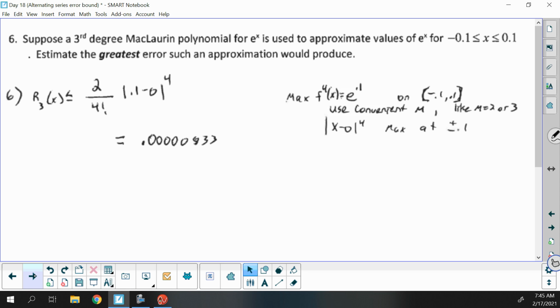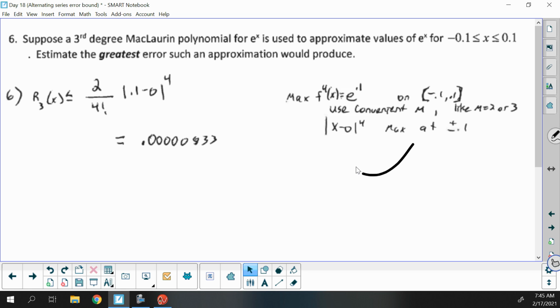So for e to the x, remember e to the x's derivative is always e to the x. So when we are looking at the fourth derivative, because that would be the next derivative, we'd still be working with e to the x. That's a growth function, so the max would be at 0.1 on our interval negative 0.1 to 0.1.